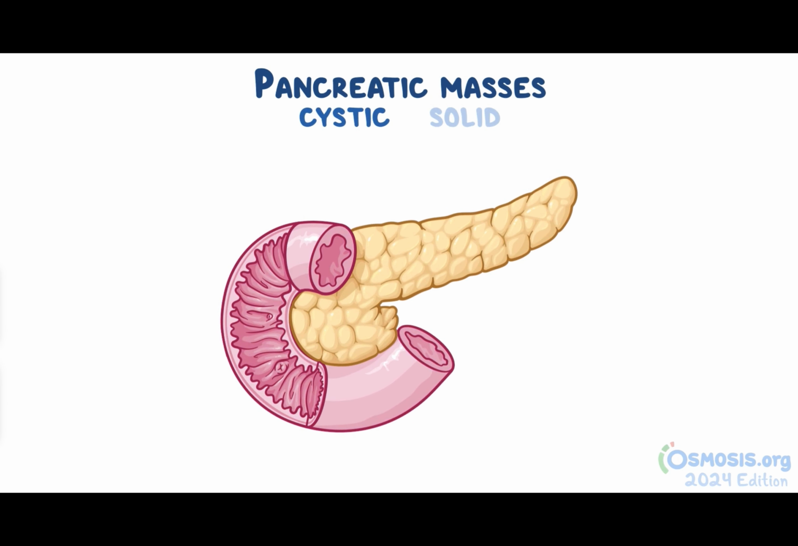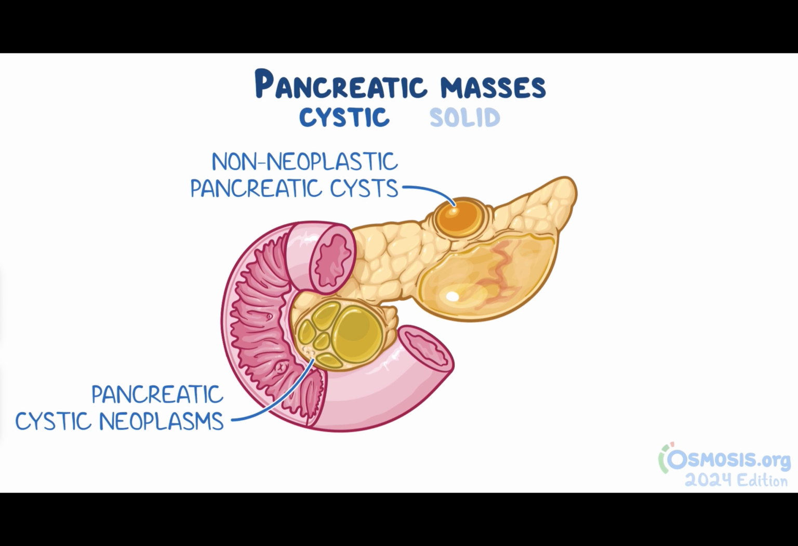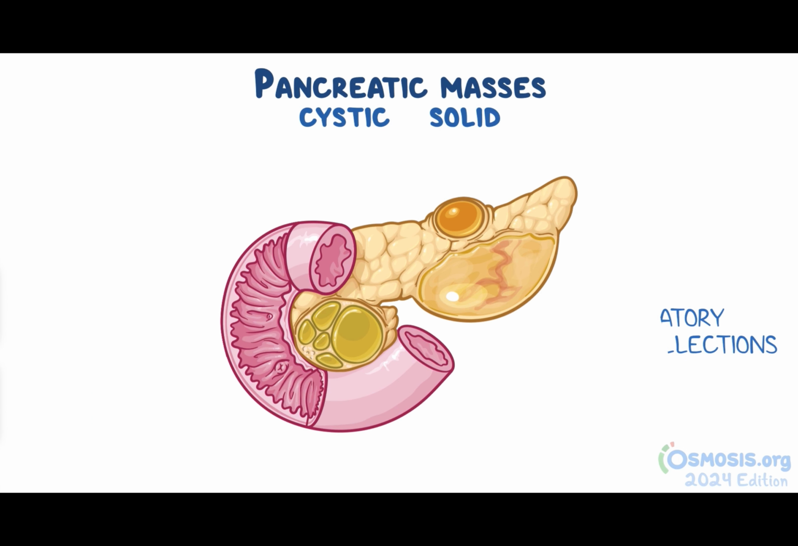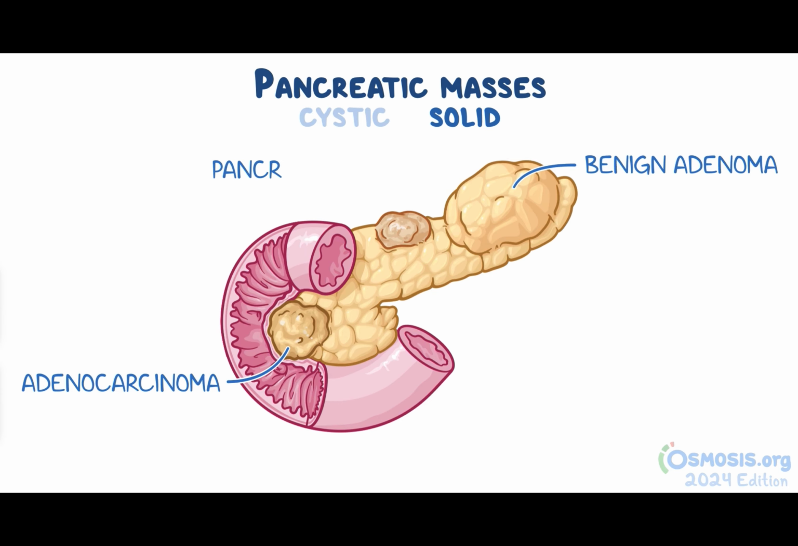Cystic pancreatic lesions are more commonly found and fall into three categories: non-neoplastic pancreatic cysts, pancreatic cystic neoplasms, and inflammatory fluid collections. Solid masses are less common and include tumors of the exocrine pancreas, such as adenocarcinoma and benign adenomas, as well as pancreatic neuroendocrine tumors.